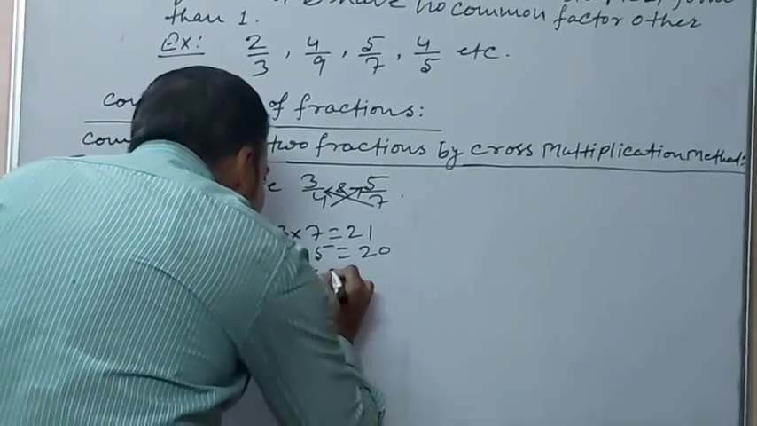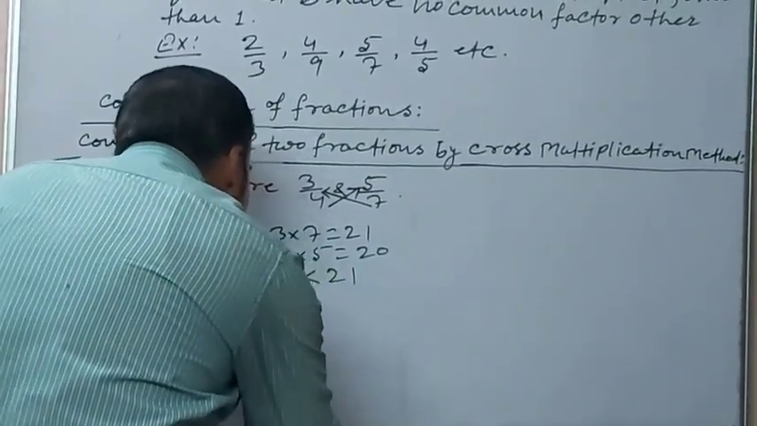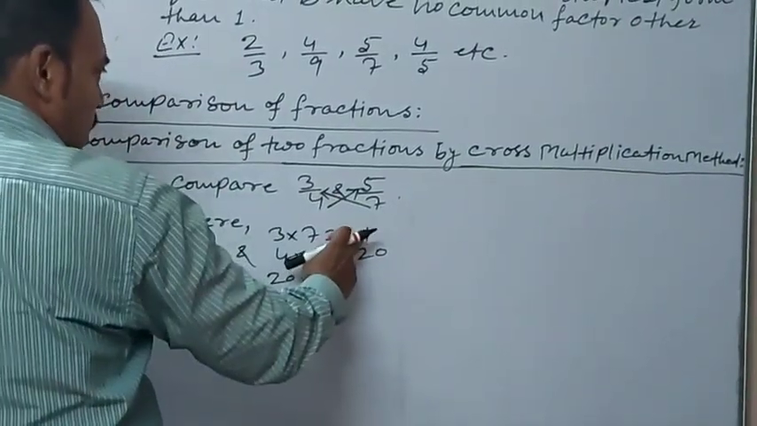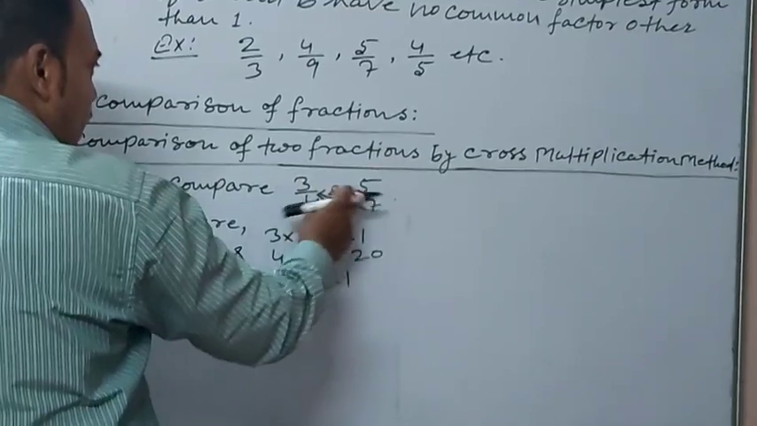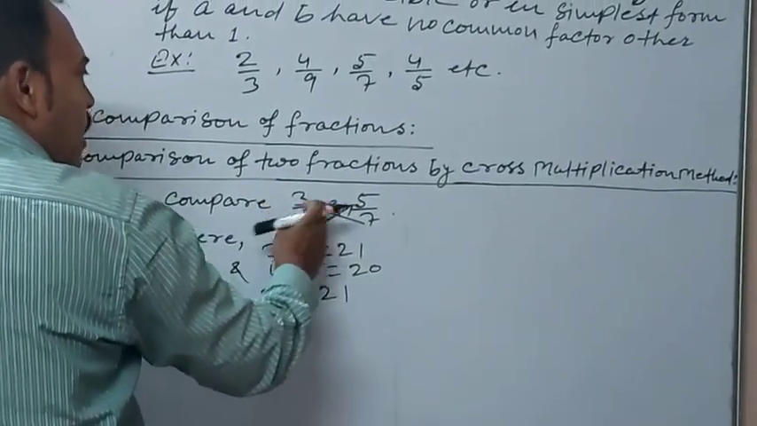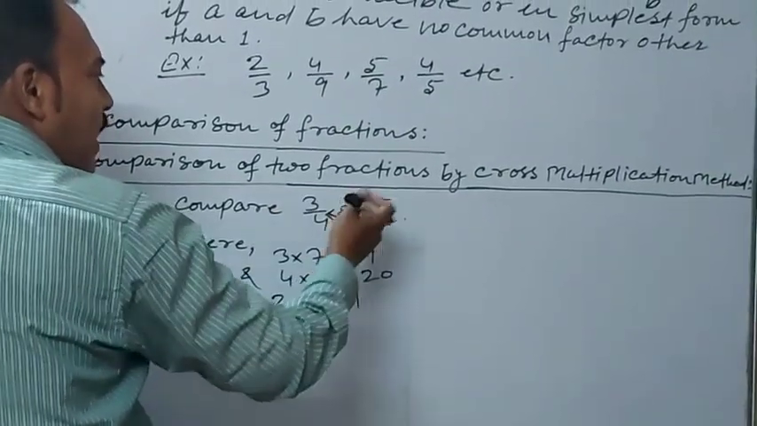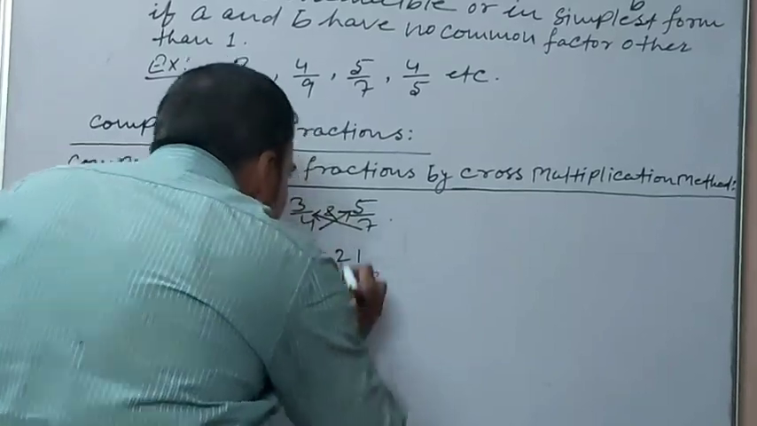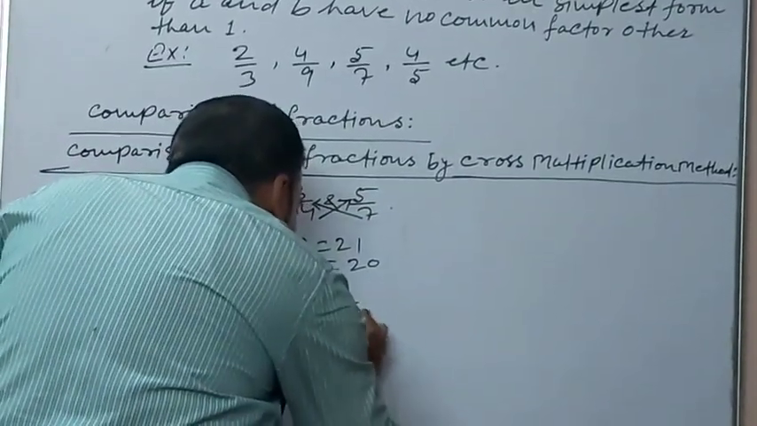20 is less than 21, therefore 3 by 4. 21 comes from 7 into 3 or 3 into 7 equal to 21. This is on the left side, so left side fraction will be greater. It means 3 by 4 is greater. 3 by 4 is greater than 5 by 7.